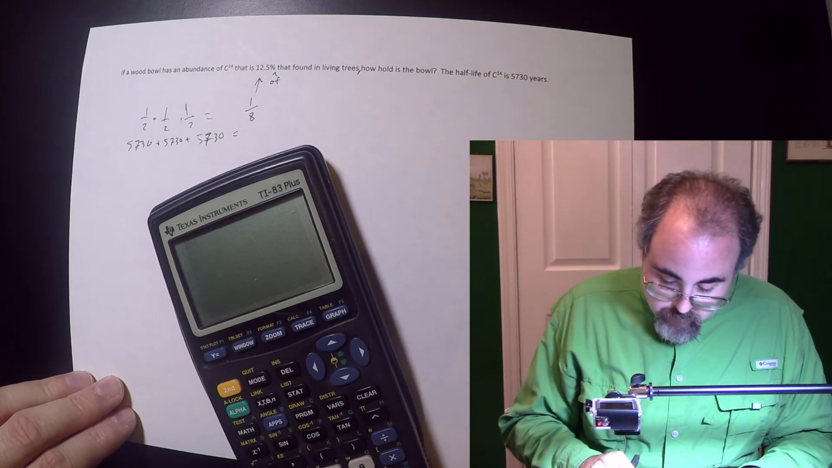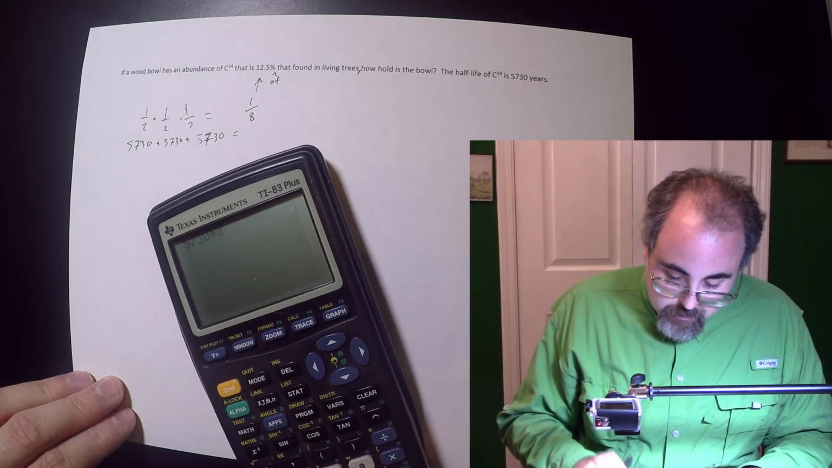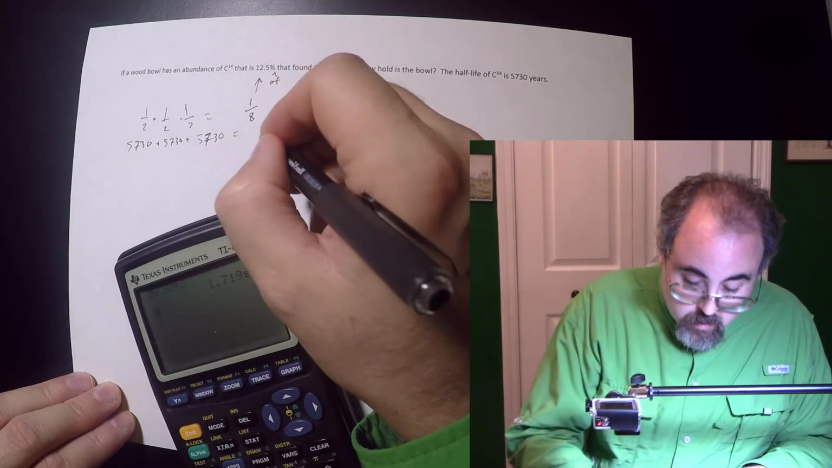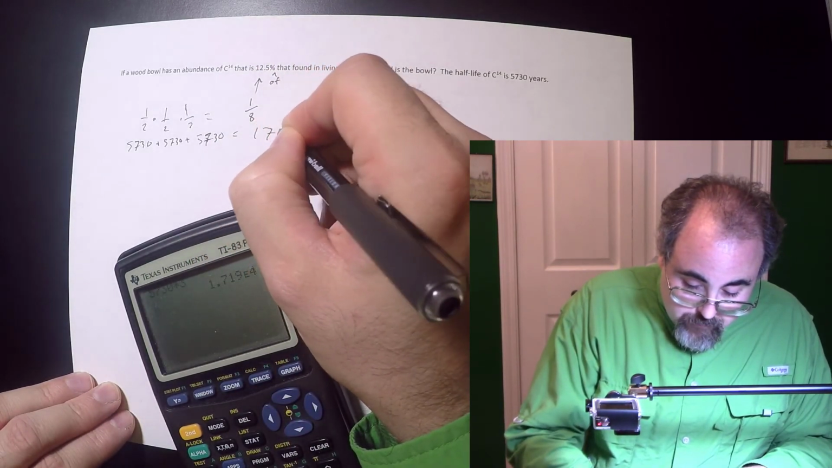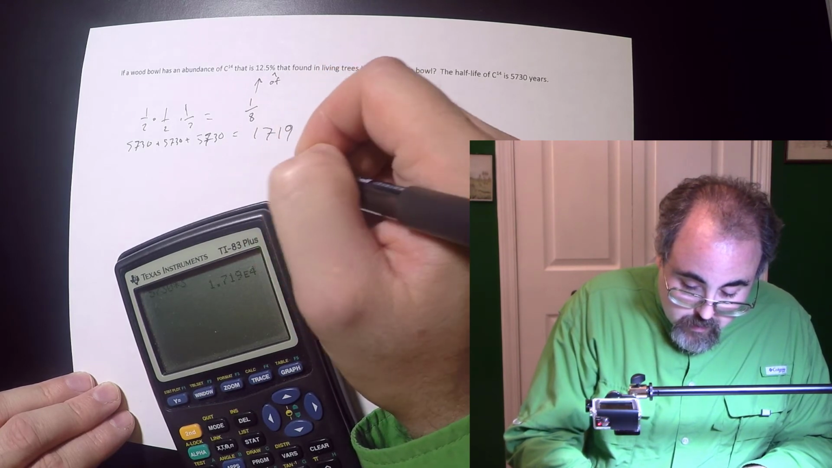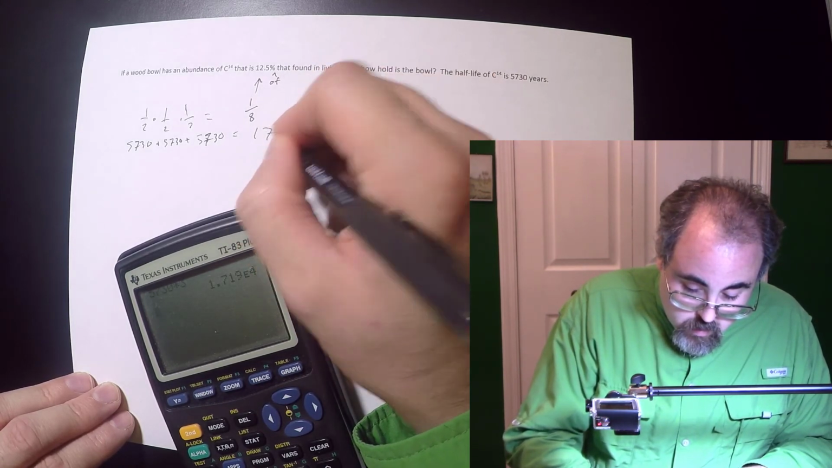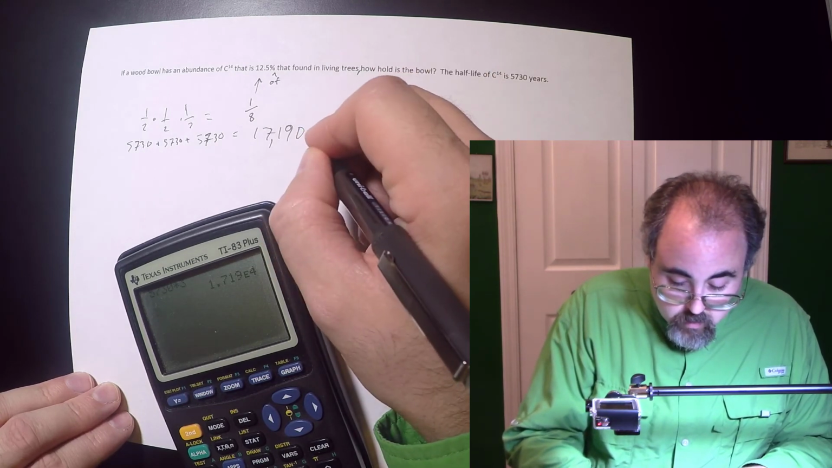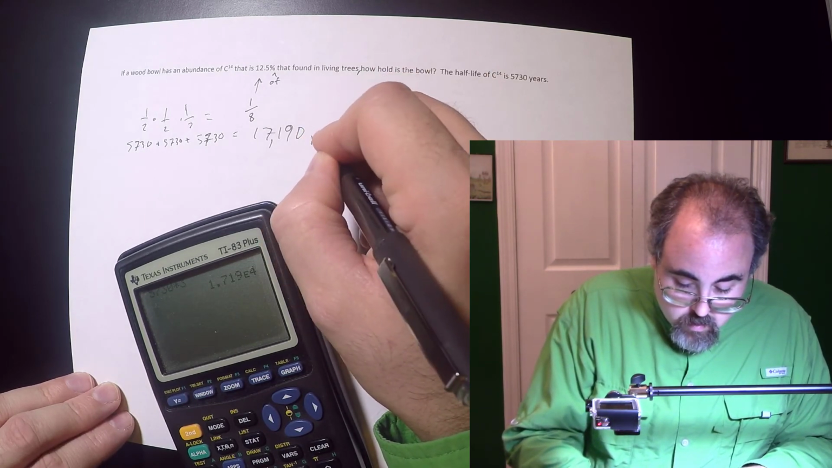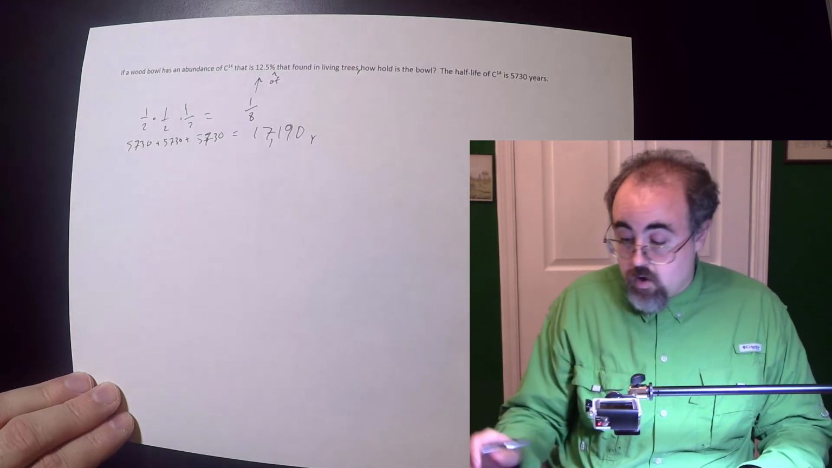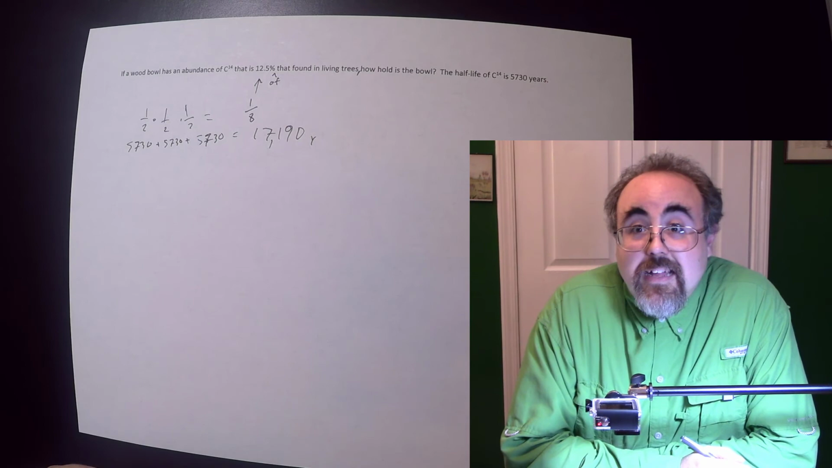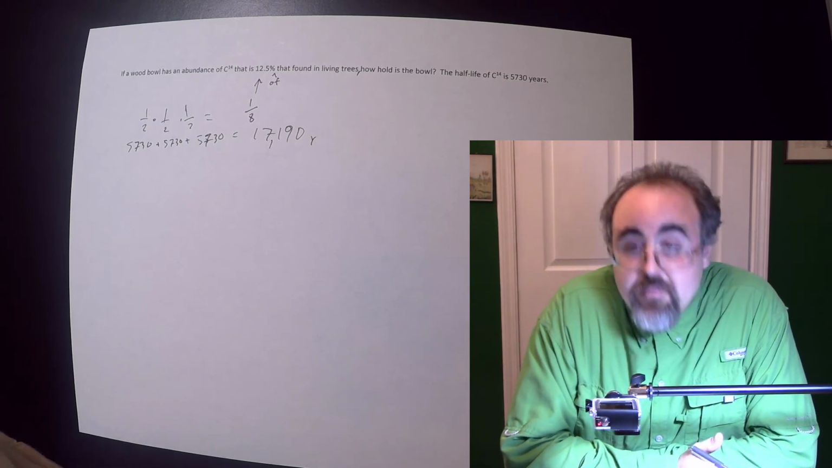So 5,730 times 3 gives me a big number. Let's see, 17,190. So about 17,000, not quite 200 years. Yeah, that's an old bowl. Okay, so there's the answer.